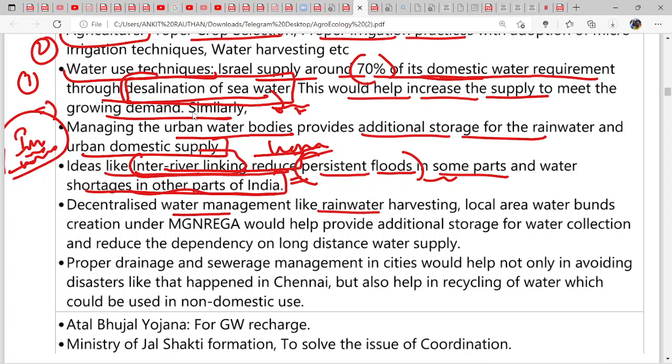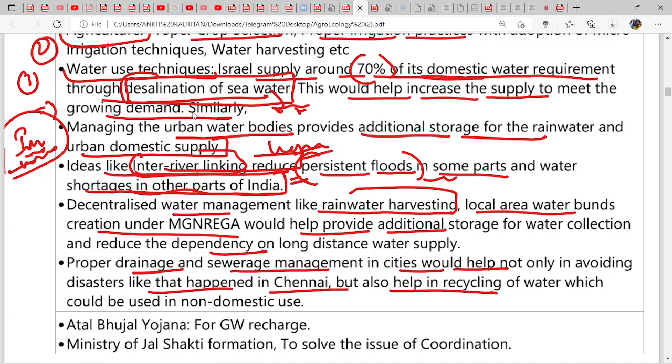Decentralized water management like rainwater harvesting and local area water bunds creation under MGNREGA would help provide additional storage. Proper drainage and sewerage systems in cities would help not only in avoiding disaster, but also help in creating.